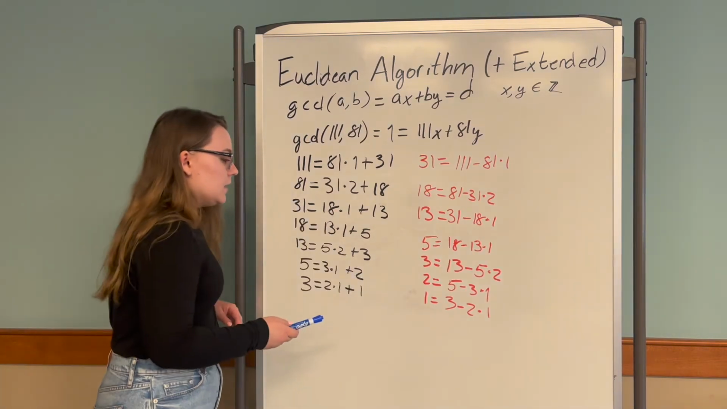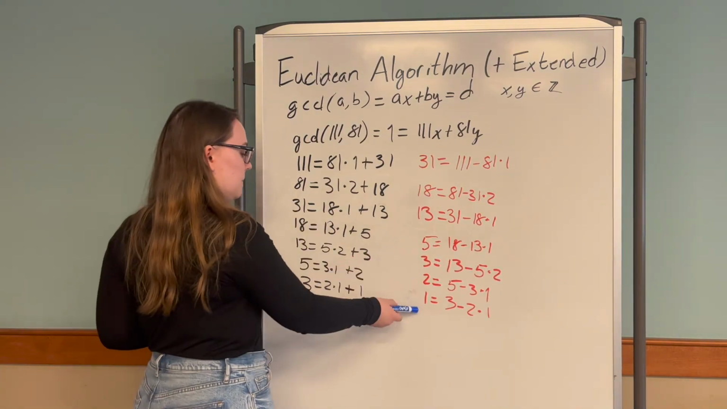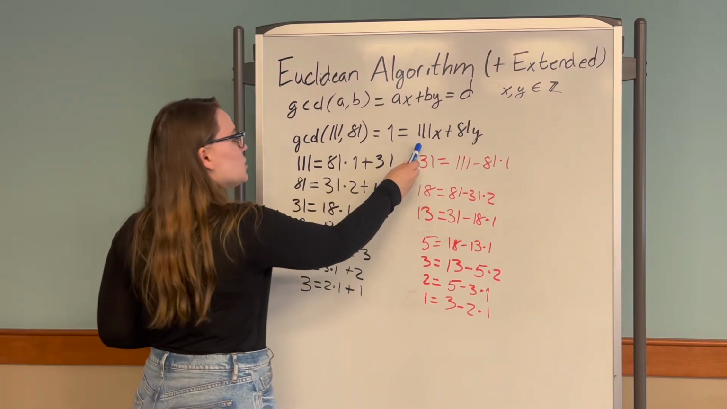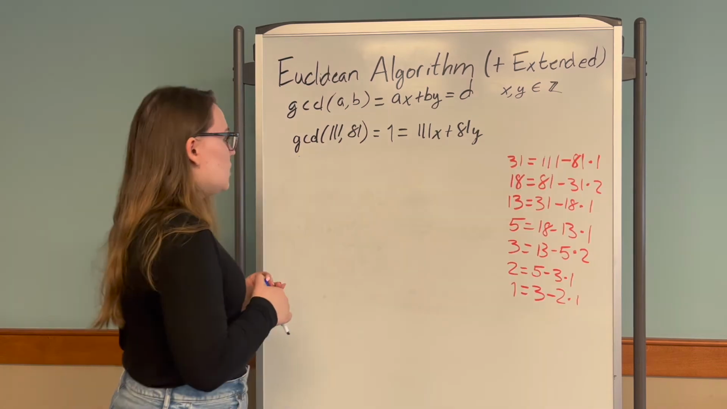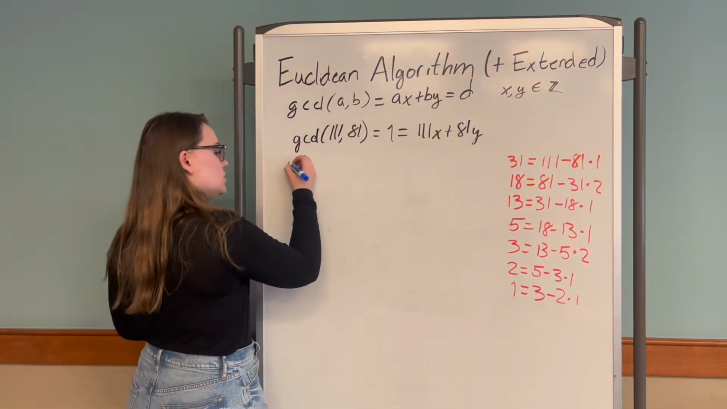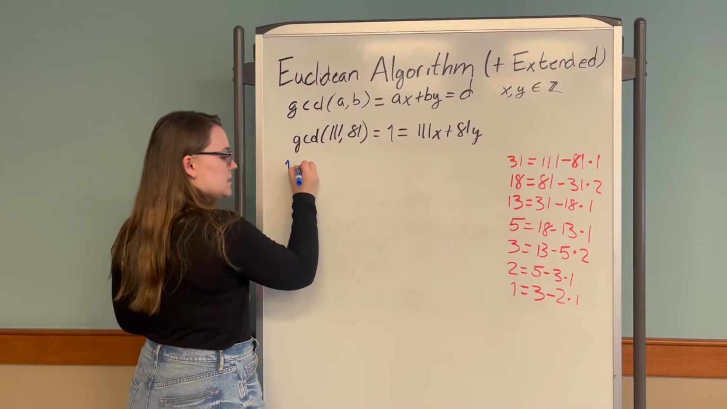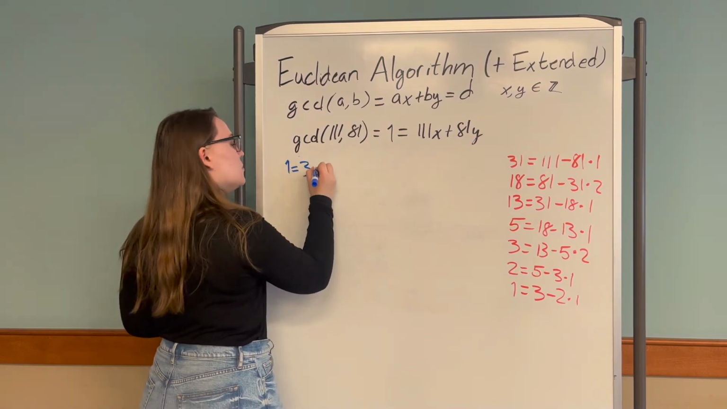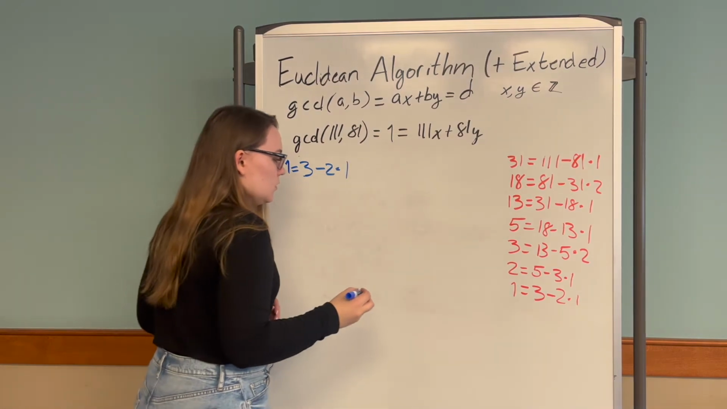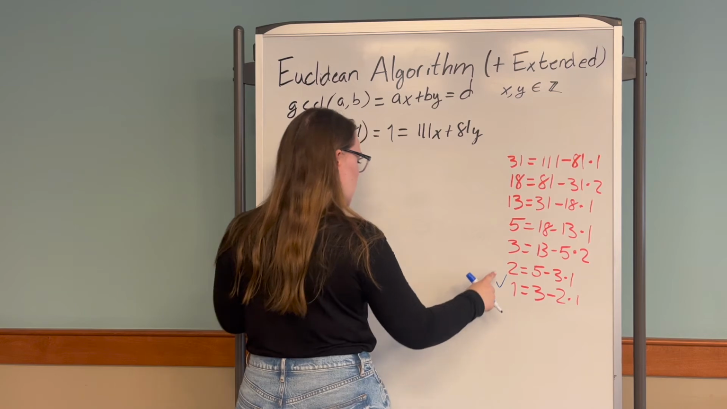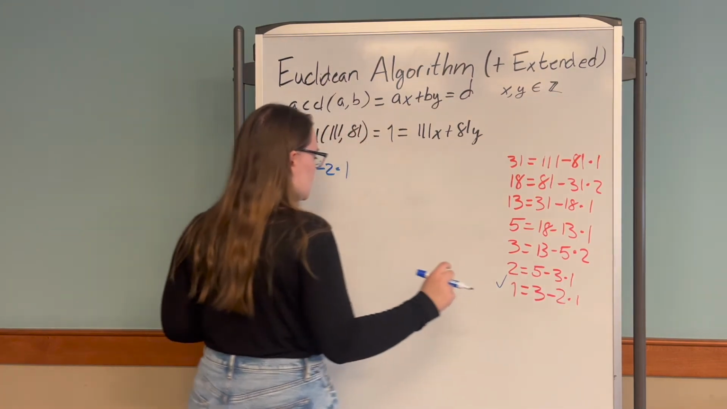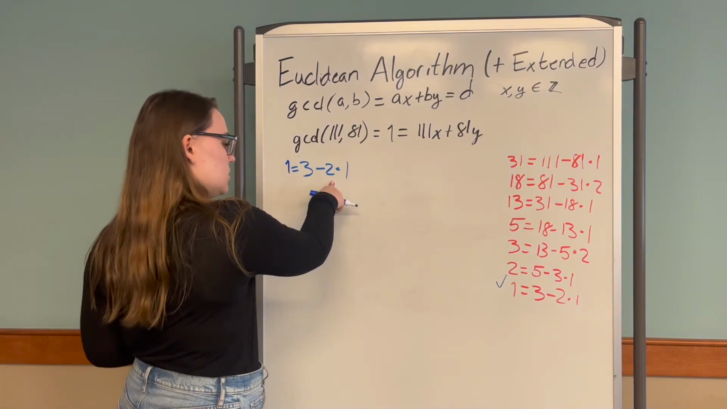All right, and now that we've done that, we're going to work from the bottom up, plugging it all the way back up until we reach an equation that looks a little bit like this one. Starting with this equation, we have 1 is equal to 3 minus 2 times 1. Now we're done with that equation, and we're going to move up here. We have our 2 is equal to 5 minus 3 times 1. And so we're going to replace this 2 here with that equation.